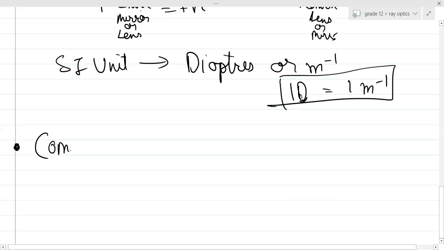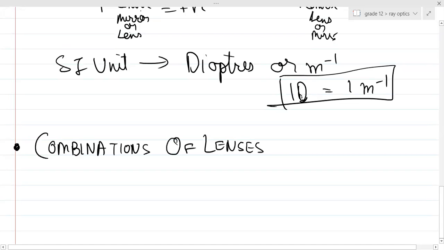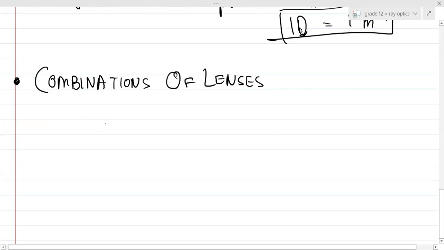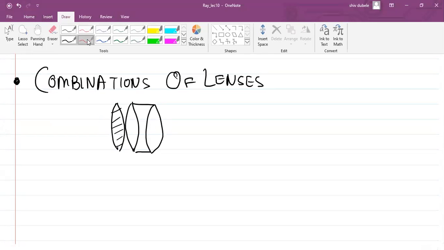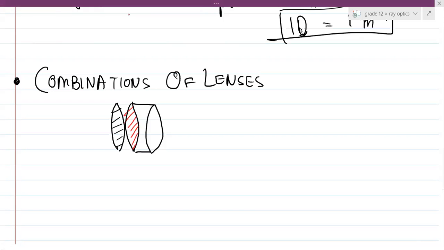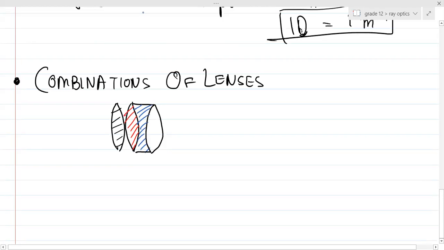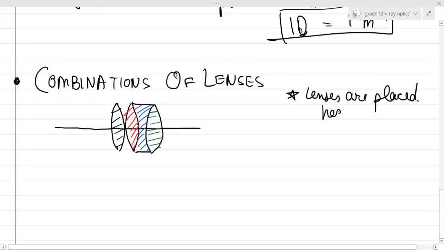Now please write combination of lenses. Suppose if I have many lenses and if I try to give you what is the combination of these particular lenses, suppose there is one lens like this, another lens like this, there is one lens which is like this, and then one more lens like this. So can you see there are four lenses? One over here, the second is over here, the third is over here, and the fourth is over here. So can you see there is a combination of these lenses, and all these lenses are placed very nearby to each other. Lenses are placed next to each other. Okay, so please remember there won't be any distance.